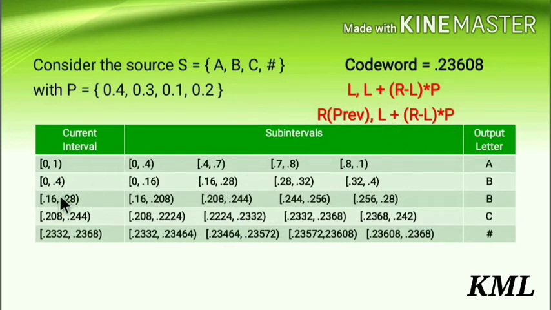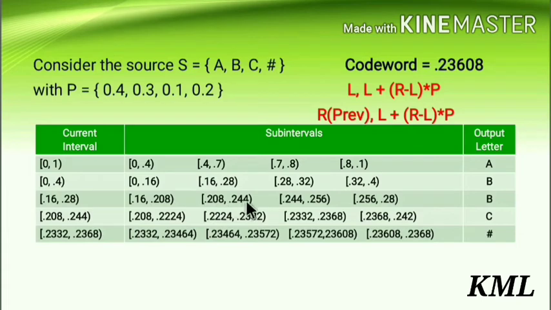Okay. So now your L is 0.16 and R is 0.28. And what will be your P? For the first one, your P will be P1, that is 0.4. For second one, P is 0.4 plus 0.3, P2. For the third one, P is 0.4 plus 0.3 plus 0.1, sum of these three. And for the fourth one, what is your P? Sum of all these. So you get these subintervals. Now check where this code word lies or falls. So check here. It is greater than 0.208 but less than 0.244. So this code word falls in this range. Okay, so you have to select this one.